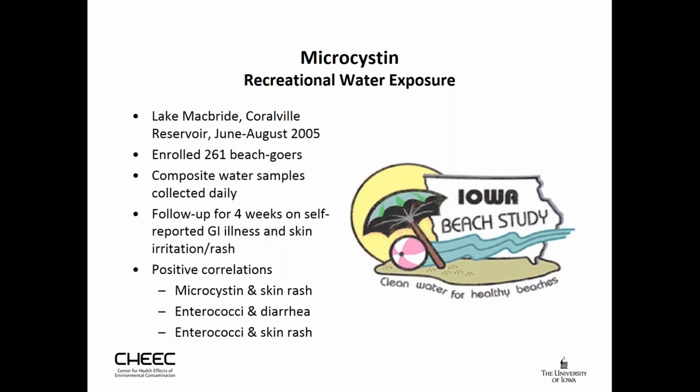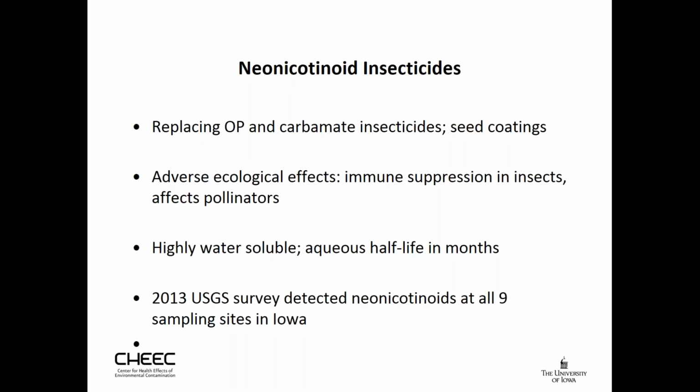Recreational water exposures, we did a study in Johnson County in summer of 2005 called the Iowa Beach Study. We talked to about 1,000 beachgoers at Coralville Reservoir and Lake McBride. About 260 of them followed up online over time with self-reported GI illness and skin irritation, rash types of things. We took composite water samples daily, looking at Enterococci, E. coli, and microcystin, and we found positive correlation between microcystin and skin rash. So we know that this is a bad actor for recreational water use. Again, it's an emerging issue for drinking water. The Toledo, Ohio problem with microcystin demonstrates that it can be a major headache with respect to drinking water.